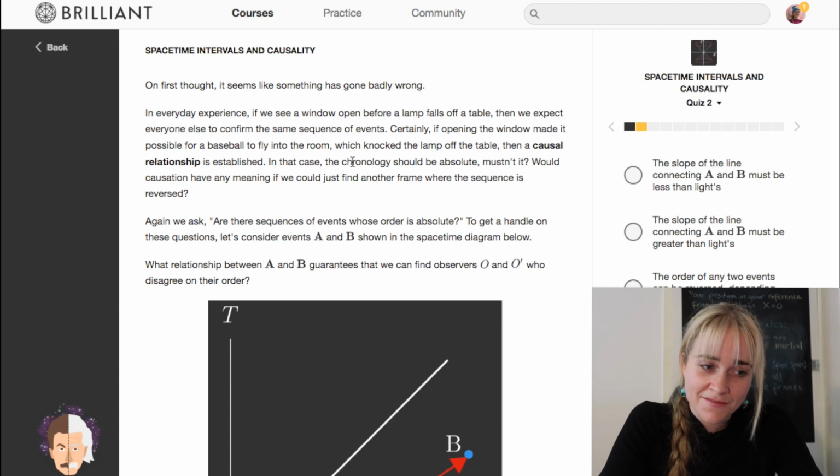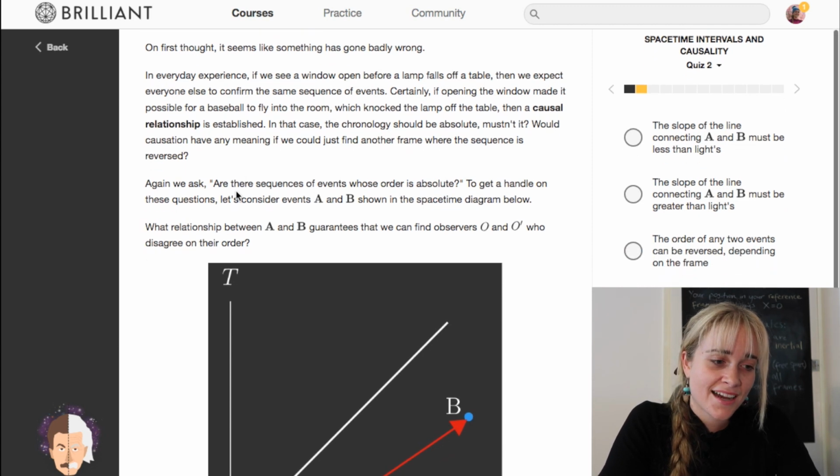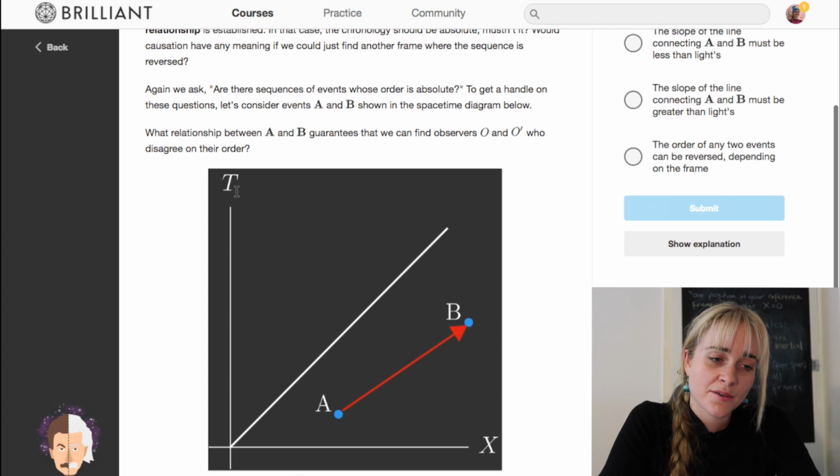The chronology of these events, or the order in which they happened, must be absolute, mustn't it? So what does it mean for causality in this realm of special relativity, where we've said the order of events depends on who you are and where you're moving? So we ask, are there any sequences of events whose order is absolute?